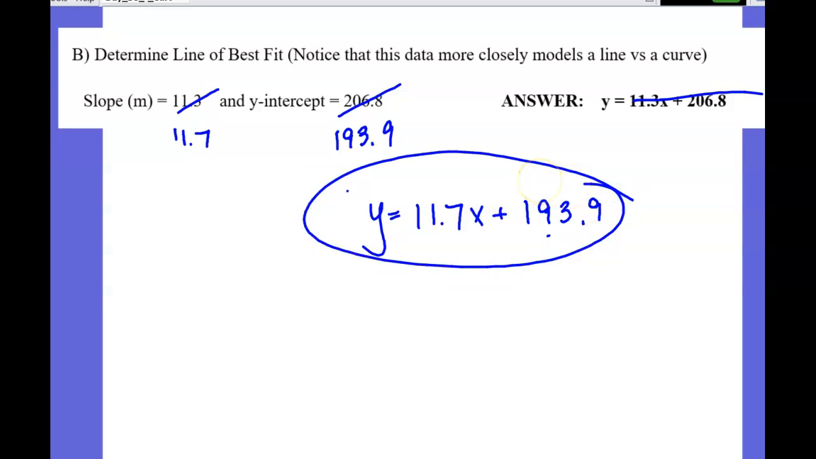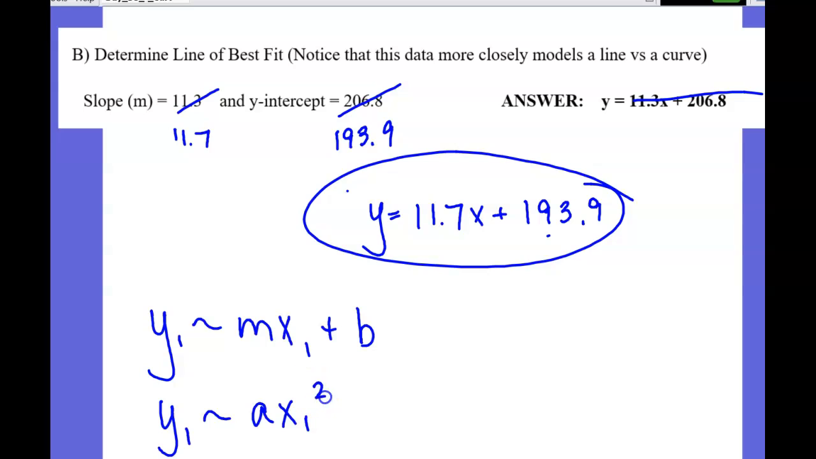Please practice the problems that you have in your homework. It's really just practicing with Desmos and understanding the two equations. Line of best fit: y1 tilde mx1 plus b, or you could say ax1 plus b. Or curve of best fit: y1 tilde ax1 squared plus bx1 plus c. That's the difference: your line is going to be a linear function, and quadratic is going to be to the second power.